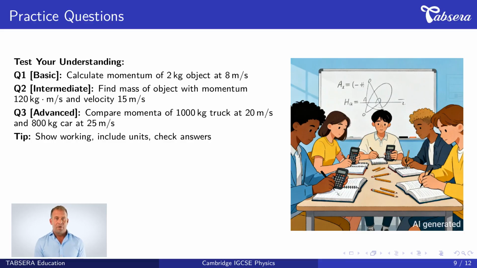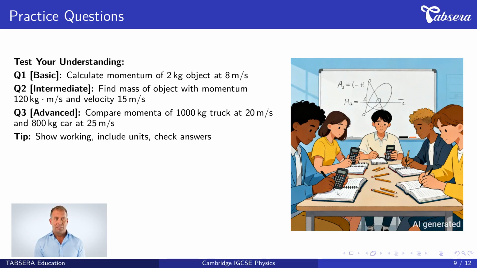Now practice what you've learned with these three questions. Question 1 is basic level. It asks, calculate momentum of a 2 kilogram object moving at 8 meters per second. Use the equation p equals mv directly. Question 2 is intermediate. It states, find mass of an object with momentum 120 kilogram meters per second and velocity 15 meters per second. This requires you to rearrange the momentum equation.